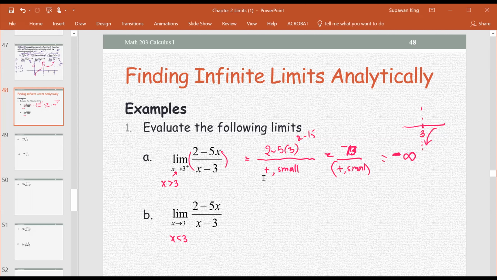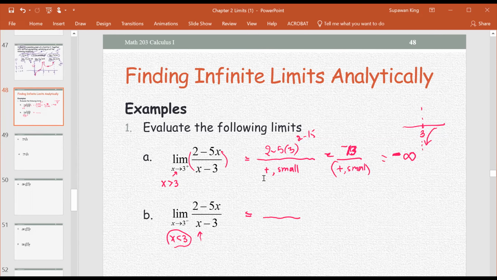All right. In part b, x approaches 3 negative. That means x is slightly less than 3. The troublemaker is the denominator. We don't want the denominator to be 0. So we assume the value that we enter here is very close to 3 from the left, for example 2.9999, or a number slightly less than 3.